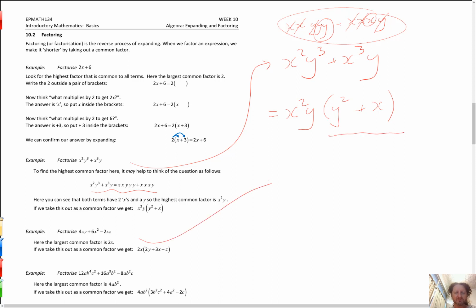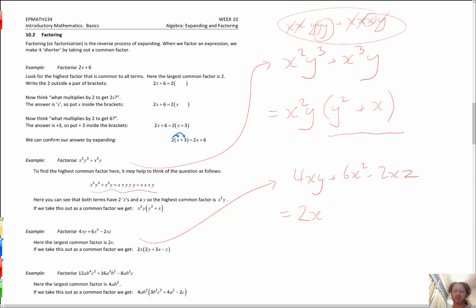Another factorise. I've got a 4xy plus 6x squared minus 2xz. Let's look individually at each type of letter or number we've got. I've got a 4, a 6 and a minus 2. Well, they've all got 2's in them as the maximum common factor. Looking at x, x squared and x, the maximum they've all got in common is an x. A y, there's no y here, so I can't take a y out of every term. There's a z here, but I can't take a z out of every term. 2x is the best I can do.